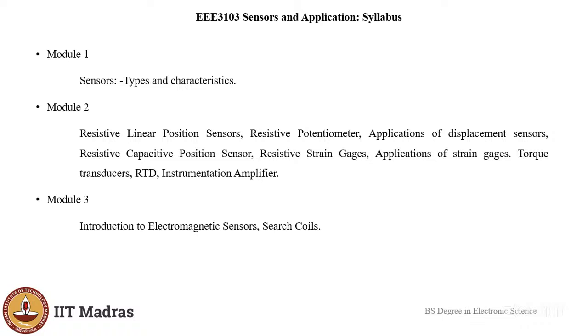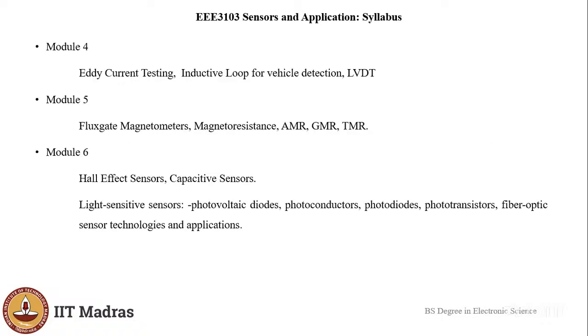In module 3, it is basically electromagnetic sensors and search coils. Module 4, you will have eddy current testing, vehicle detection, and linear variable differential transducer. Then module 5, you have flux gate magnetometers, then magnetoresistance, that is AMR, GMR, and TMR will be discussed. Module 6, you will be having Hall effect sensors and capacitive sensors, and some miscellaneous sensors like light sensors, sound sensors, then fiber optic sensors will be discussed.